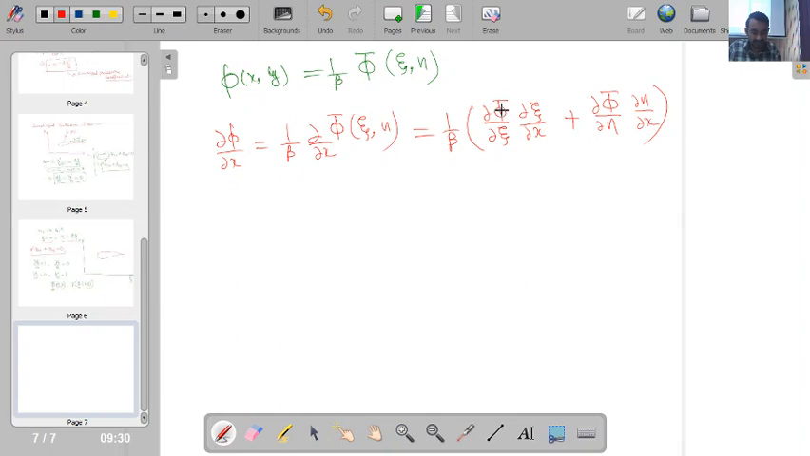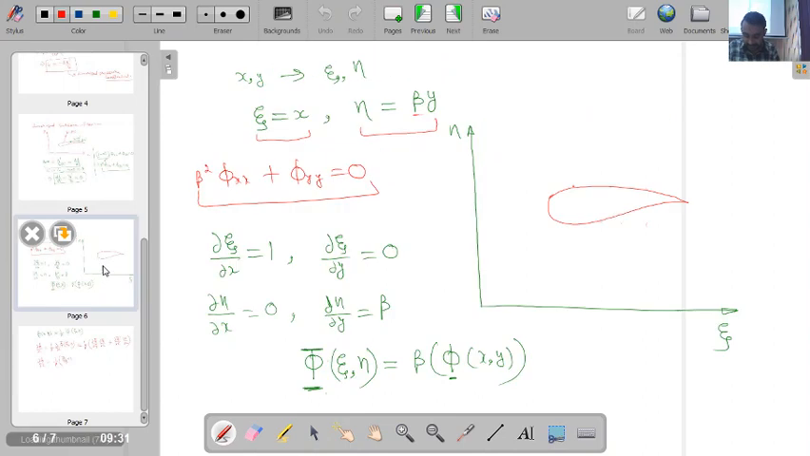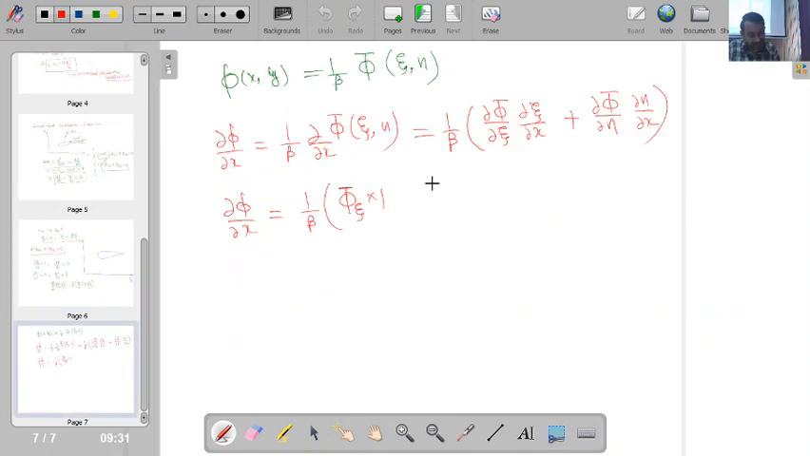Now what is del phi bar by del zeta? It is phi bar zeta, the first derivative. So del phi by del x will be 1 by beta times phi bar zeta, times del zeta by del x. What is del zeta by del x? It is 1, which I calculated in the previous slide. And del eta by del x is 0. So ultimately I am getting phi bar zeta by beta.